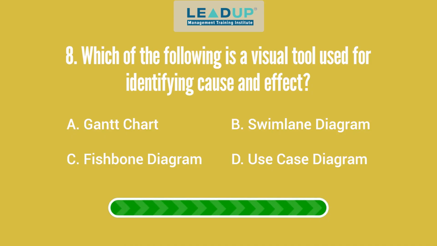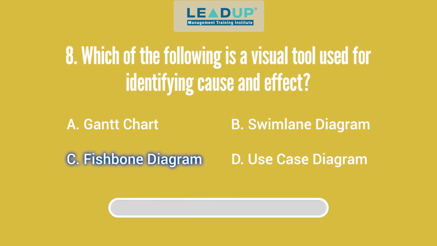Question 8. Which of the following is a visual tool used for identifying cause and effect? A. Gantt chart. B. Swim lane diagram. C. Fishbone diagram. And D. Use case diagram. The answer is Fishbone diagram.